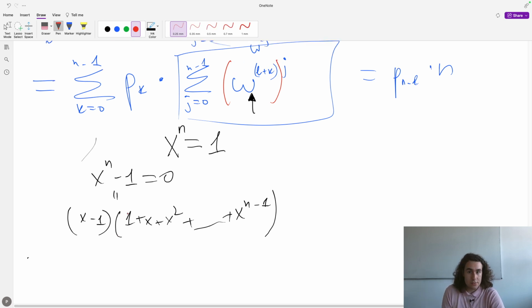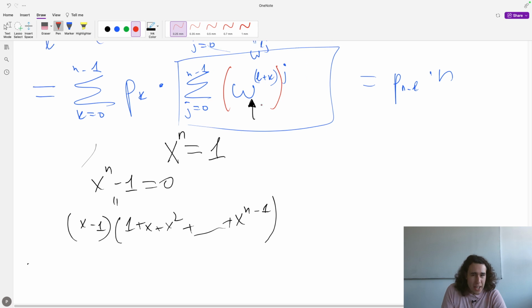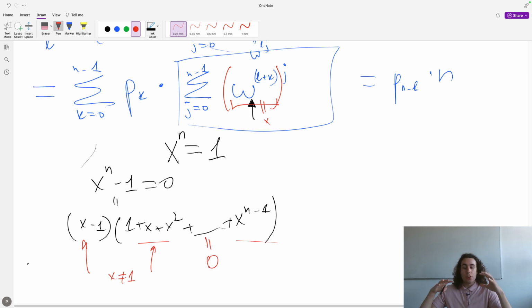So this is 0. And what do we have here? If we think of this number as x, we have exactly the same thing. We have the sum of powers, x to the 0, x to the 1, x to the 2, and so on. And then if this thing is not 0, right, we know that this is 0. So either this or this is 0. So if x is not equal to 1, then this is always 0 for all these powers of omega.